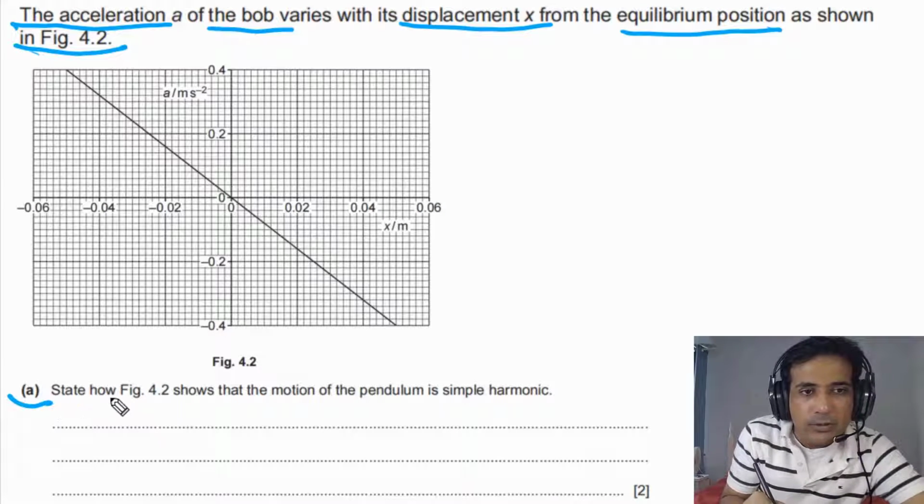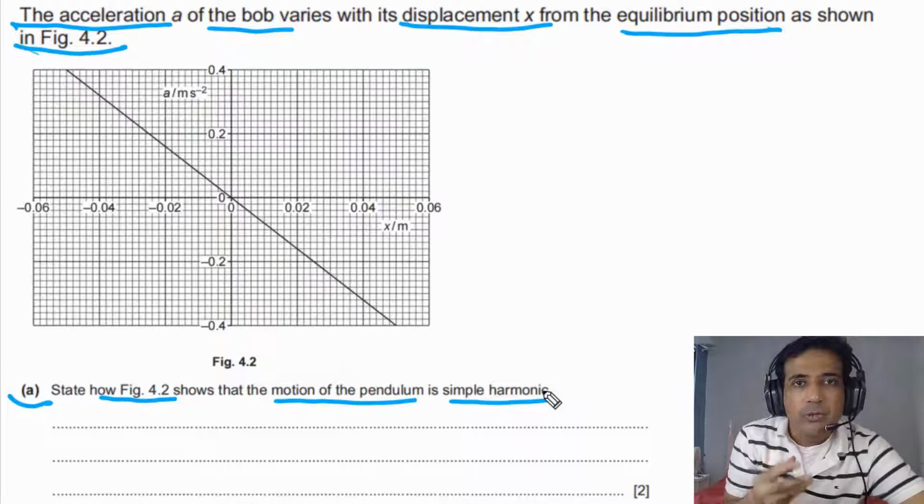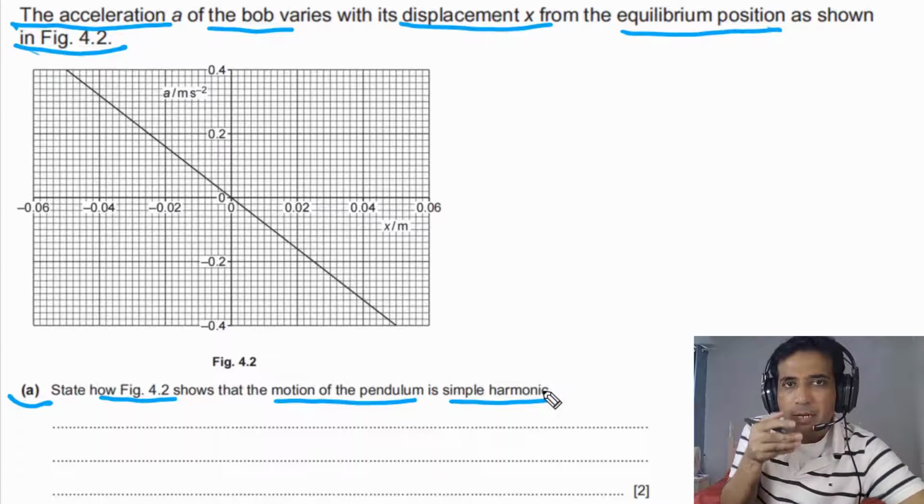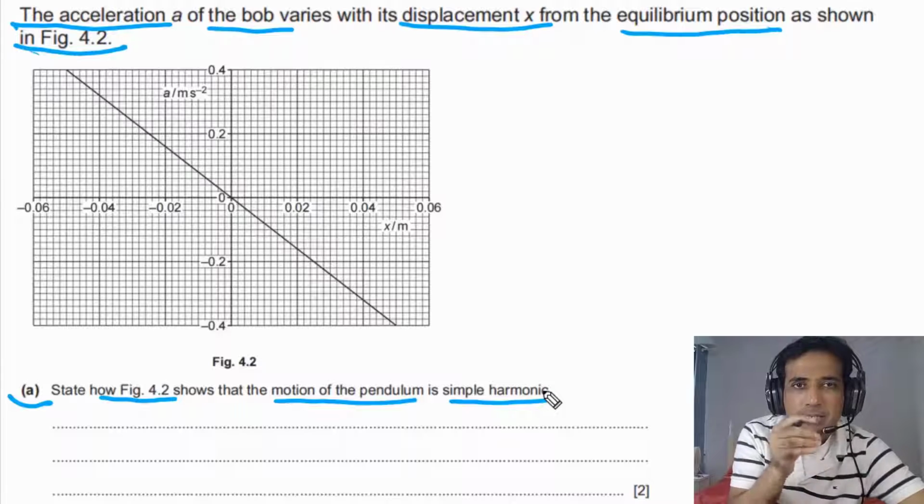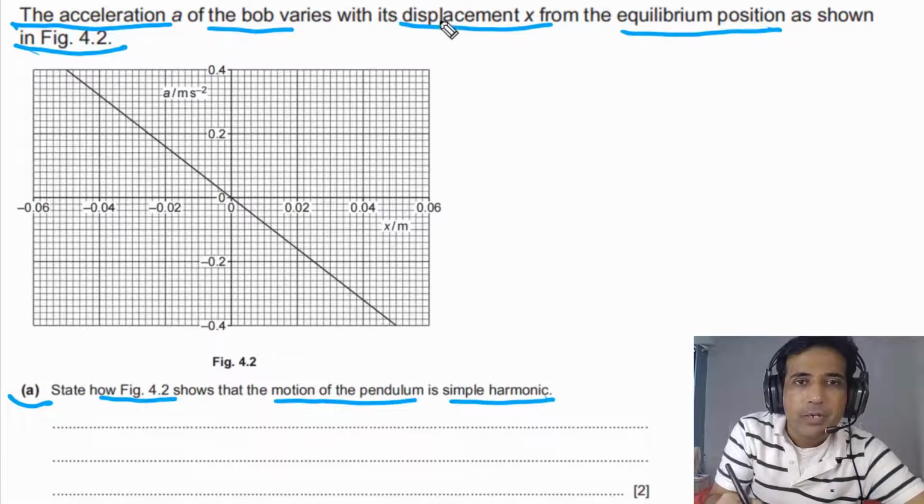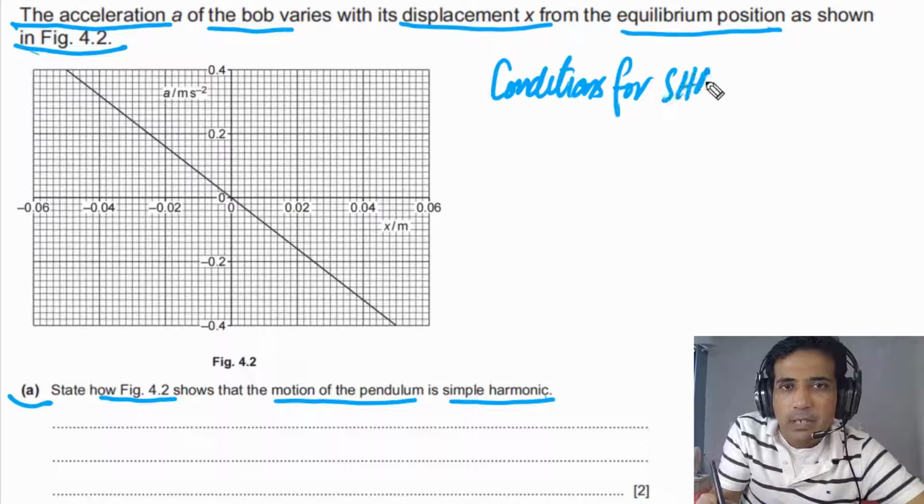For part A, we need to state how figure 4.2 shows that motion of the pendulum is simple harmonic motion. So we need to understand conditions for simple harmonic motion, and then we will apply those conditions to figure 4.2 to find out whether the motion of the pendulum is simple harmonic motion or not. So let's try to understand conditions for simple harmonic motion.